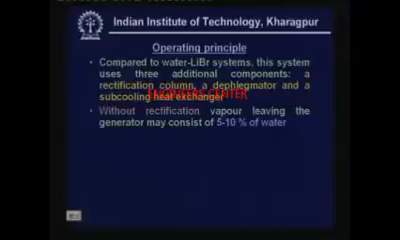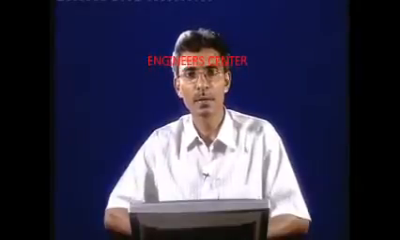Without rectification, vapor leaving the generator may consist of 5 to 10% of water, and the need for rectification was explained in the last class. If you do not rectify the vapor, you have 5 to 10% of water in the refrigerant circuit. This will create problems like non-isothermal condensation and evaporation, and it will also increase the evaporator temperature. It increases the circulation ratio. So, ultimately the system performance suffers.